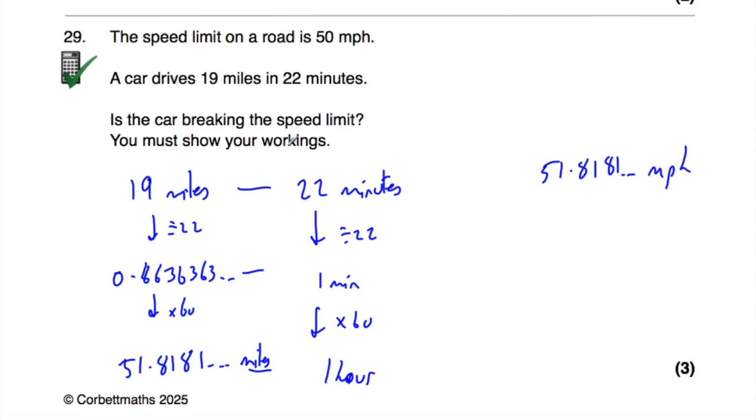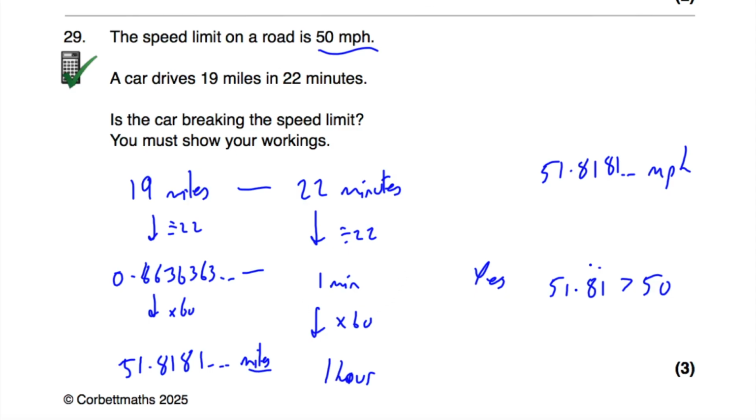And the question says, is the car breaking the speed limit? The speed limit is 50 miles per hour. So yes, the car is breaking the speed limit, because 51.81 recurring is greater than 50. So that's one way you could approach that question: consider how far the car would travel in 1 minute, how far the car would travel in 1 hour, and then that's the speed in miles per hour.